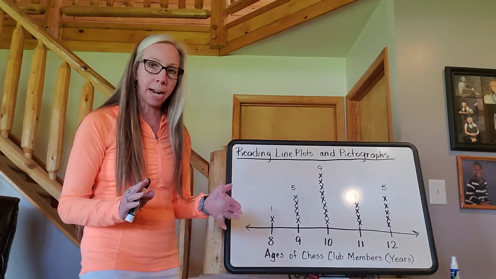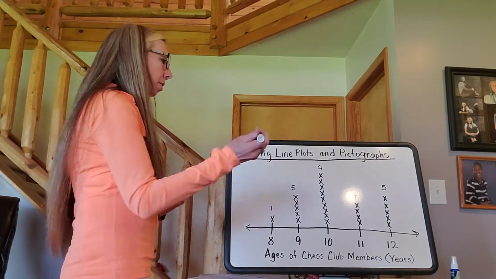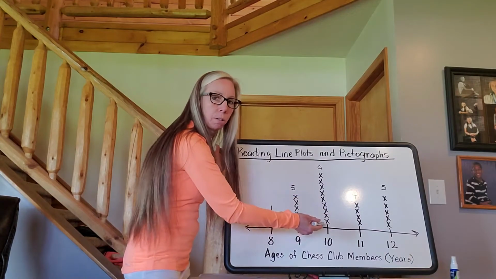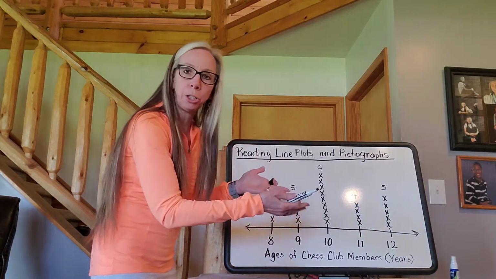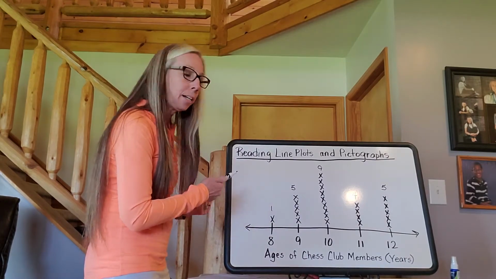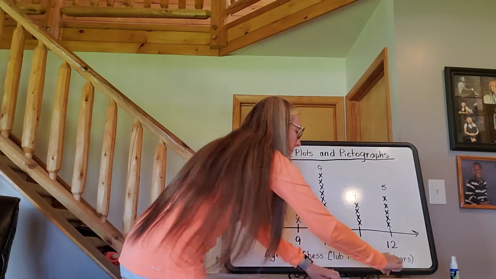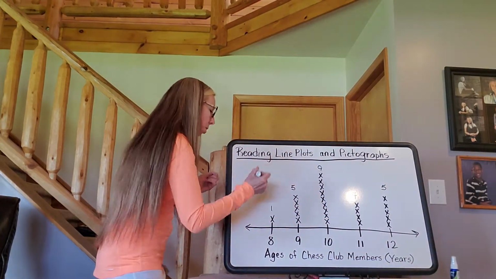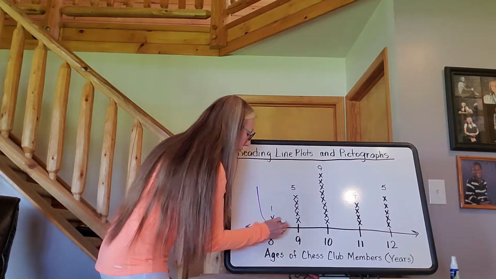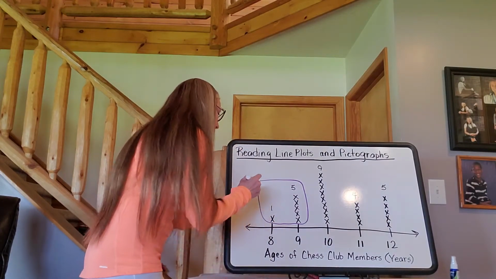So let's break that down. Those that are under 10 years old, is that going to include the 10-year-olds? No, because 10-year-olds are 10 years old. So if they're under 10, they're either 9 or 8. So we have to include, I'm going to use a different color here so you can see it better. So these are the ones that would be the pawns.